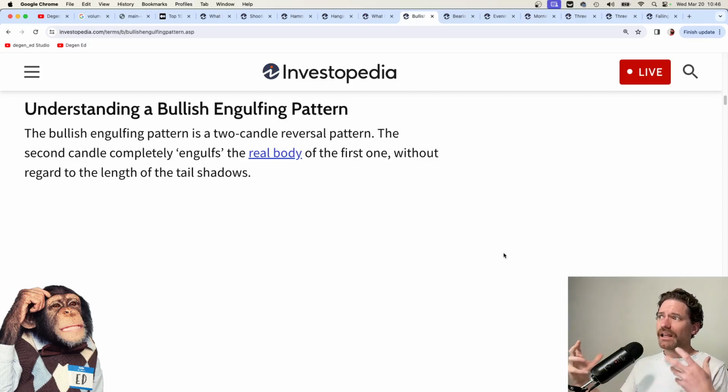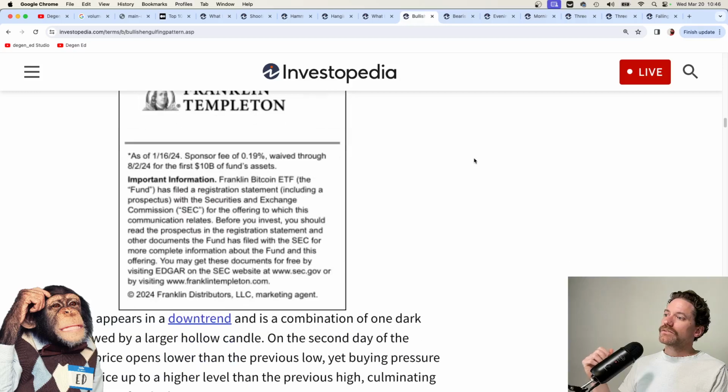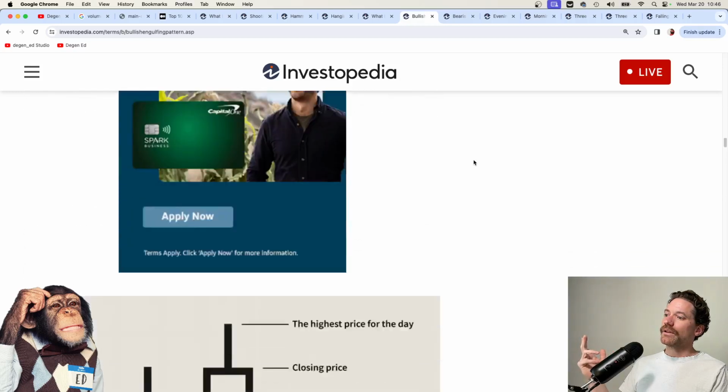And so the second candle completely engulfs the real body of the first one without regard to the length of the tail shadows. However, if it does fully engulf those tails, the wicks of the previous day, that means it's even more bullish or even more bearish, depending on the pattern that you're looking at. And so let's see if there's some examples down here.